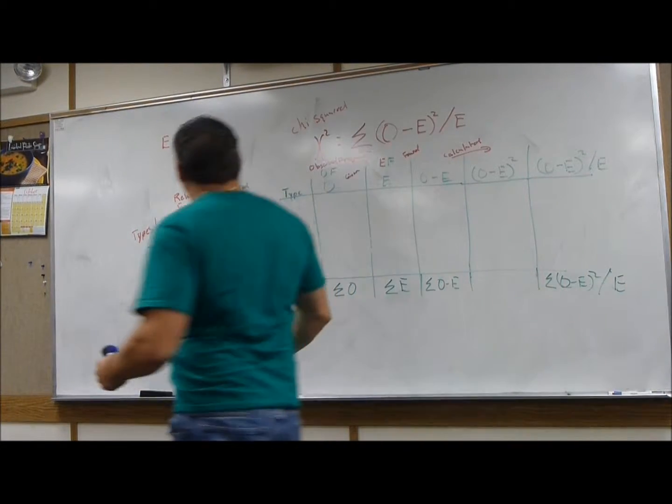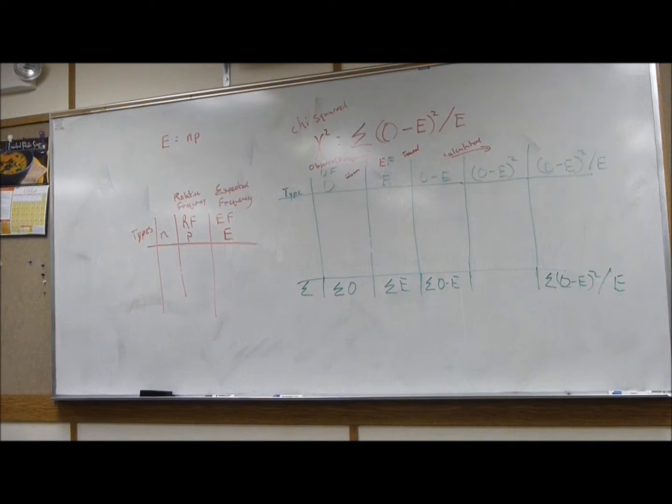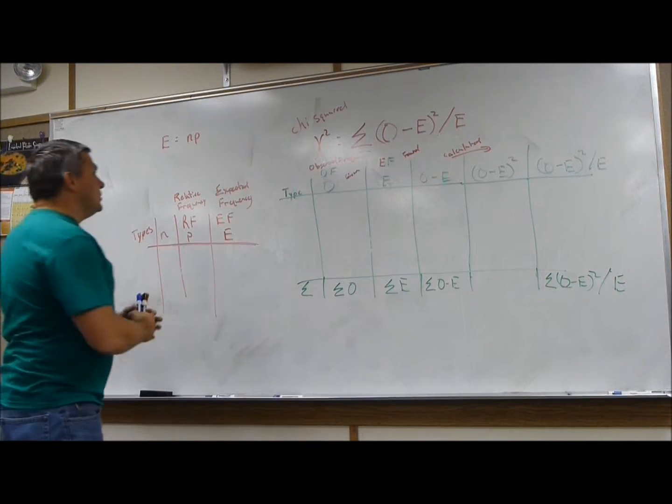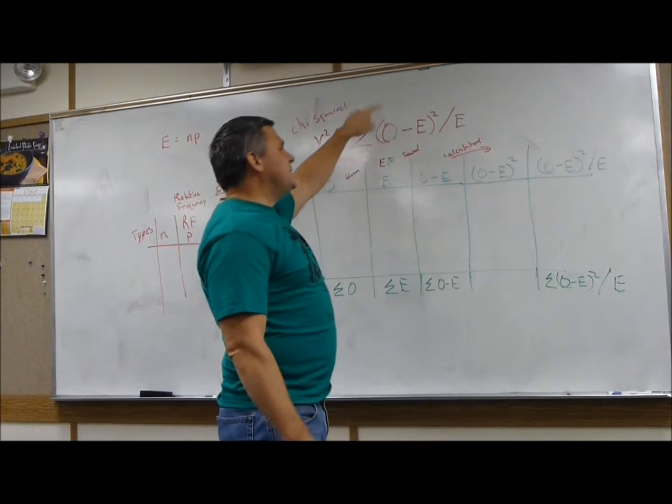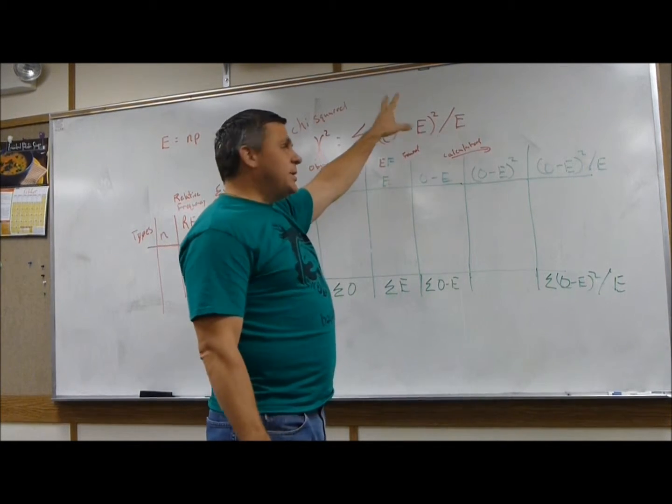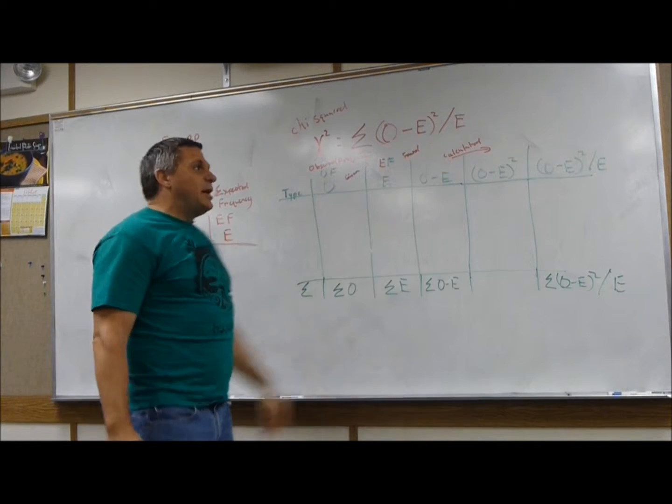Chi-squared. We have to know some formulas for chi-squared. We're going to need to know that chi-squared is equal to the summation of the observed minus the expected values squared divided by the expected values.